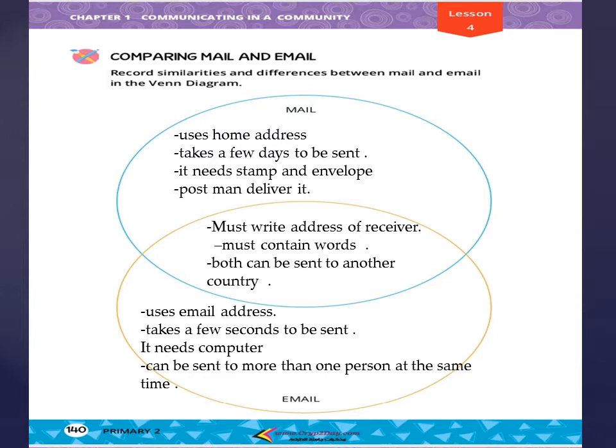Okay. In last session, we talked about how we can communicate with other people. And we know that we can use mail and email to communicate with other people. And also, we talked about the similarities and differences between mail and email. Okay, in this page, we will record the similarities and differences between mail and email in the Venn diagram.